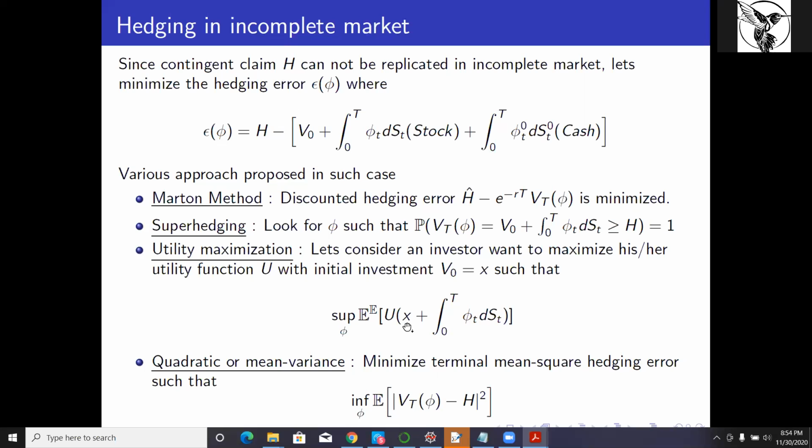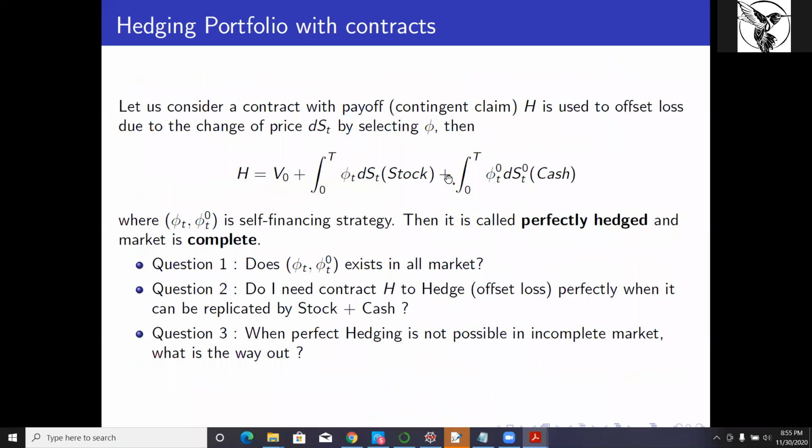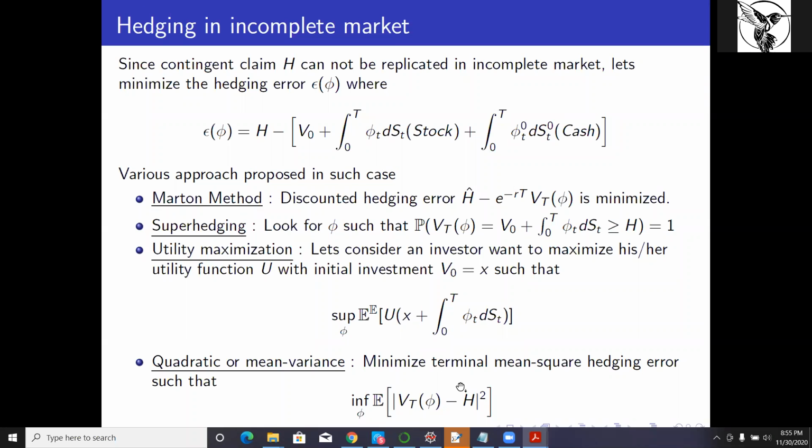So even if the market is incomplete, there are different ways by which you can find the strategy phi, and also the strategy phi for pricing. So in that particular incomplete market, you have to find that measure Q by these approaches, and you can use that for pricing contracts. So that was all about it.